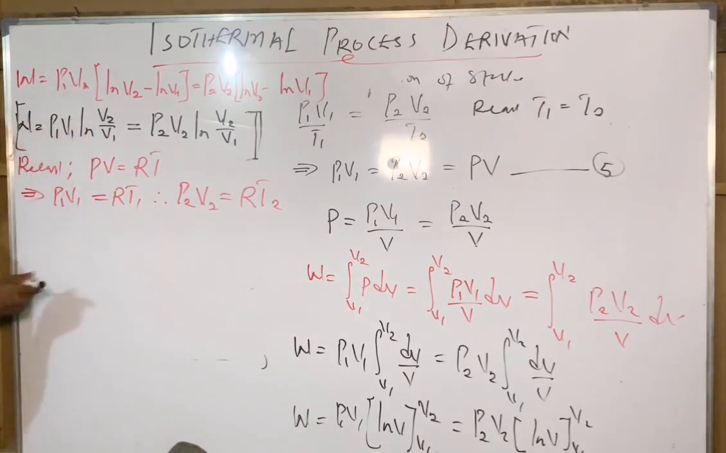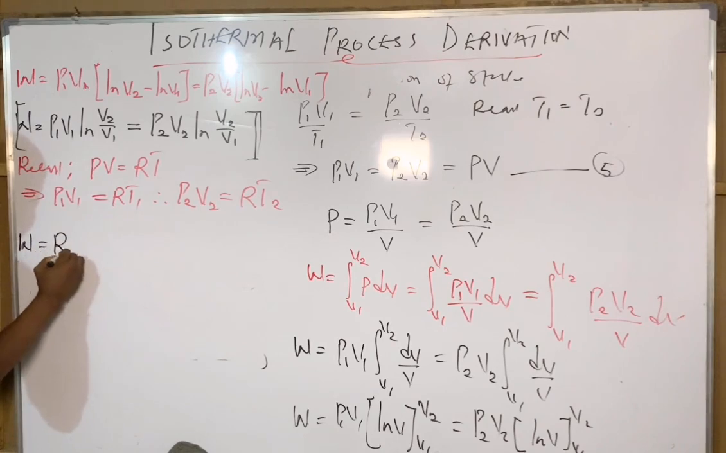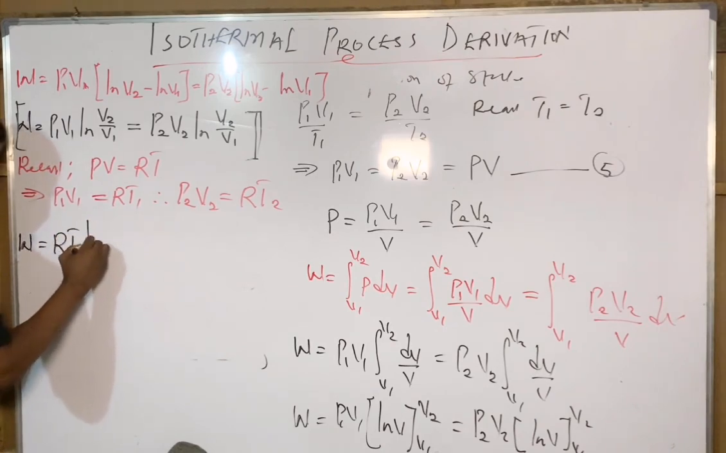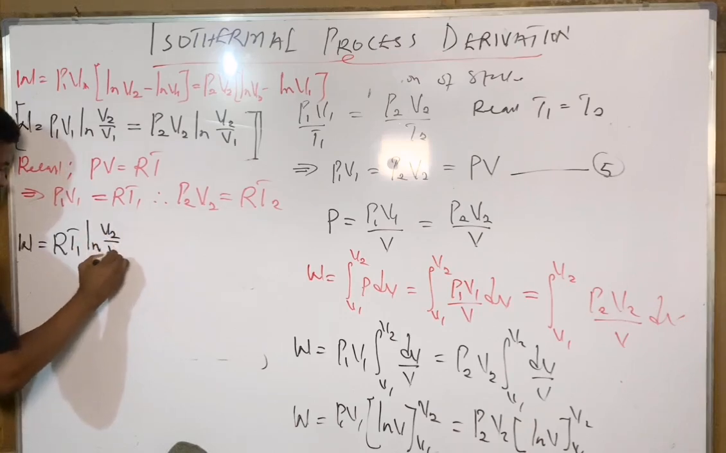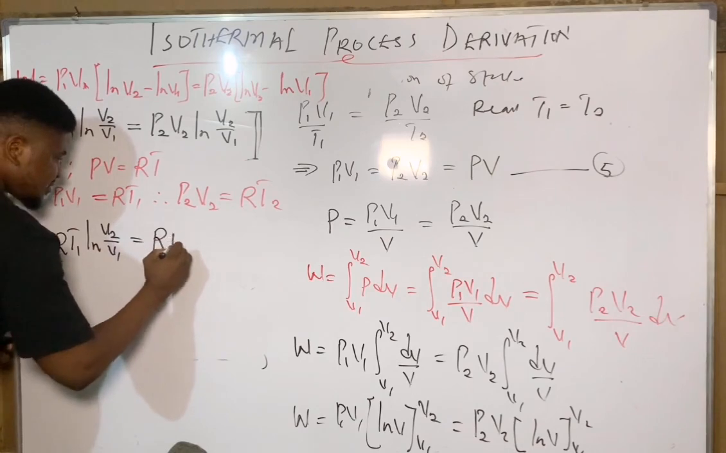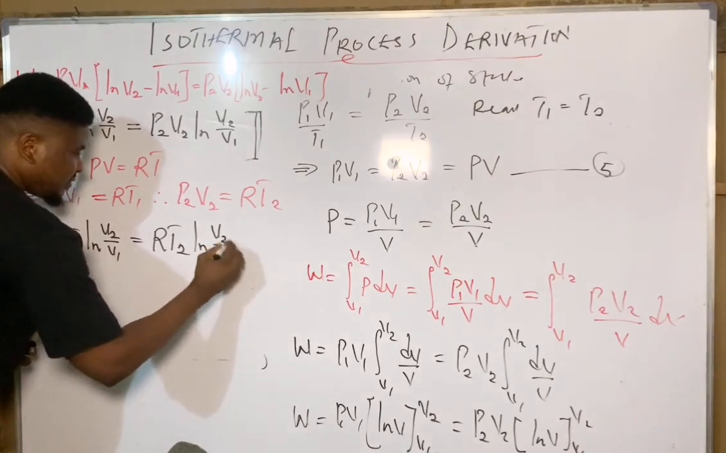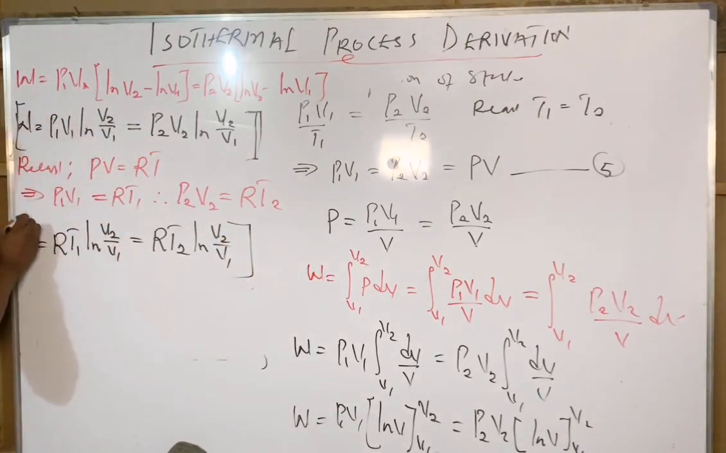So we have a new work equation. W is now going to be equal to, P1 V1 is RT1, so you have RT1 ln V2 over V1. This is also equal to, P2 V2 is RT2, RT2 ln V2 over V1. So this is the second equation for work done in an isothermal process.